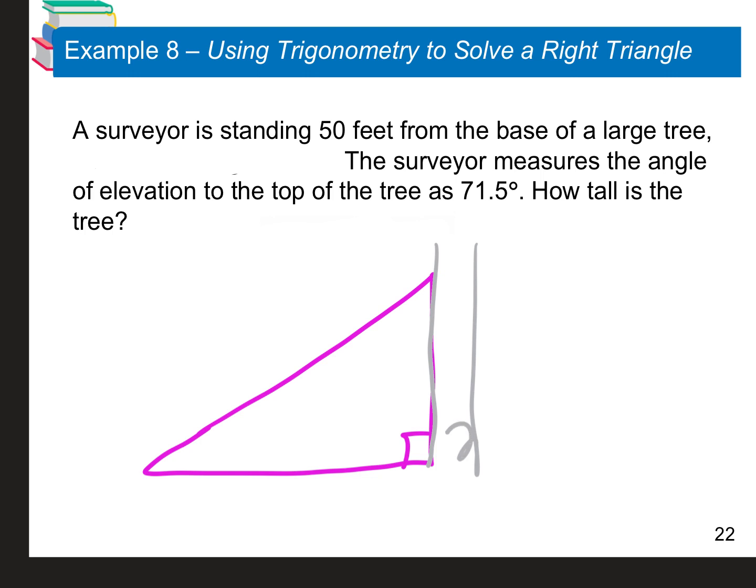Okay, so I'm going to put my tree here. Do you have to draw a picture? Absolutely not. Do I think it's helpful? Yes. Okay, here's my tree. It says a surveyor is standing 50 feet from the base of a large tree. Some of you are like, I don't know where a surveyor is. Doesn't matter. You could say a dog is standing 50 feet from the base of the tree.